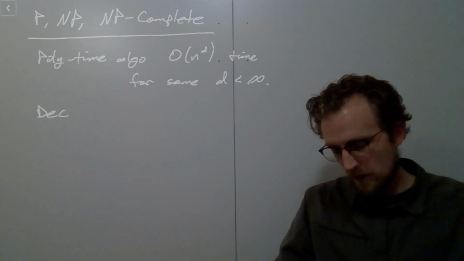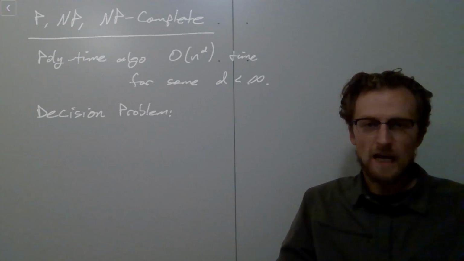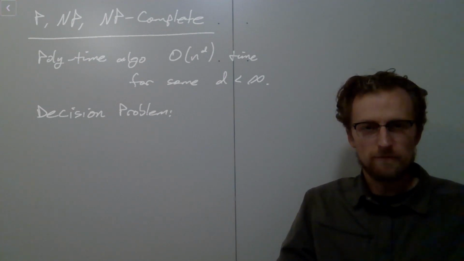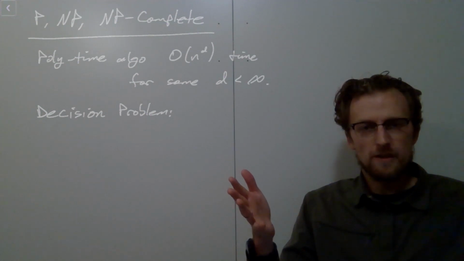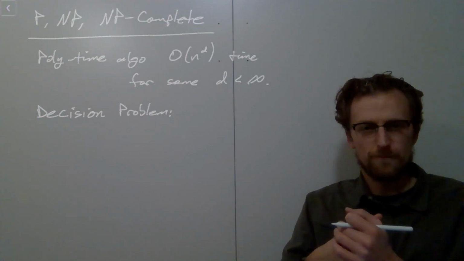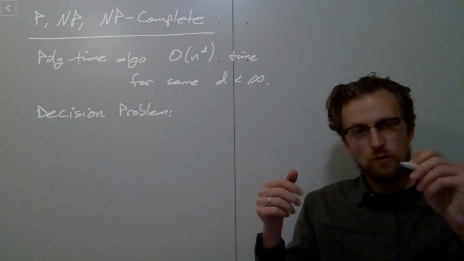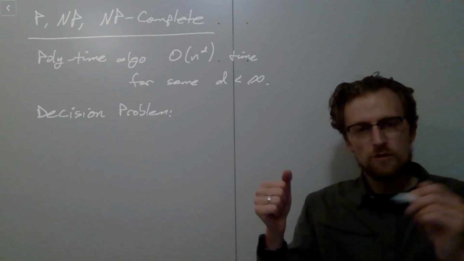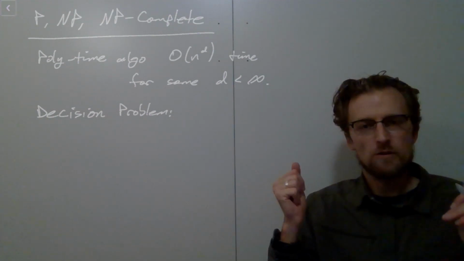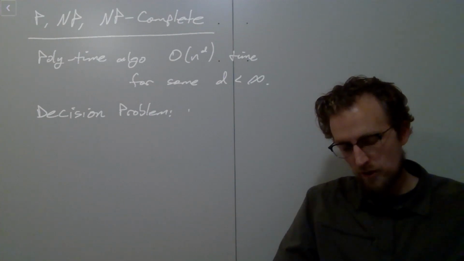Another important definition is a decision problem. A decision problem is a problem that has a yes or a no answer. So is there an assignment of Boolean variables that makes this Boolean expression true? That's a yes or a no answer. Is there a way of traversing this graph that visits every vertex exactly once and returns to the start? That's a yes or a no answer. So that's the kind of thing we're talking about when we talk about decision problems. Just yes or no.